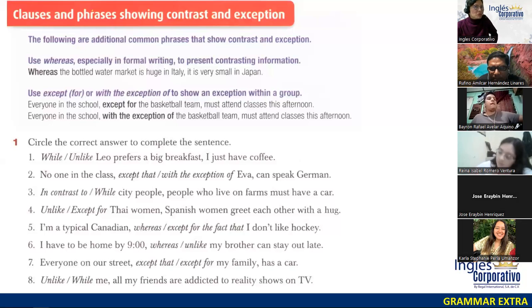So we're showing exception within a group. Everyone in the school, with the exception of the basketball team, must attend classes this afternoon, right? This is when we're talking, you know, about groups, right? Or some people within a group, we can go ahead and show exception using except for and with the exception of, okay? So let me know when you're ready. Me avisan cuando estén listos, please.